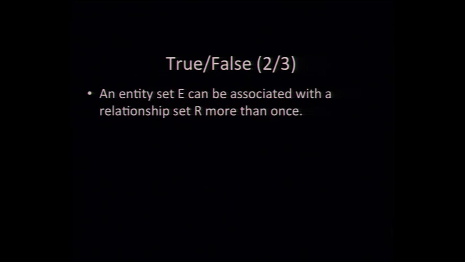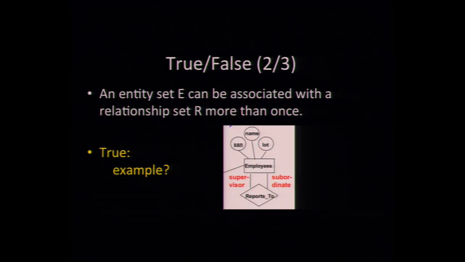Okay, how about this one? An entity set E can be associated with a relationship set R more than once. What do you think? Shout it out. Okay. True? Does anyone have an example? Yes. That's good. Exactly. My example is very similar. You can be both an employee and a manager, right? They're both employees, but they have that relationship.